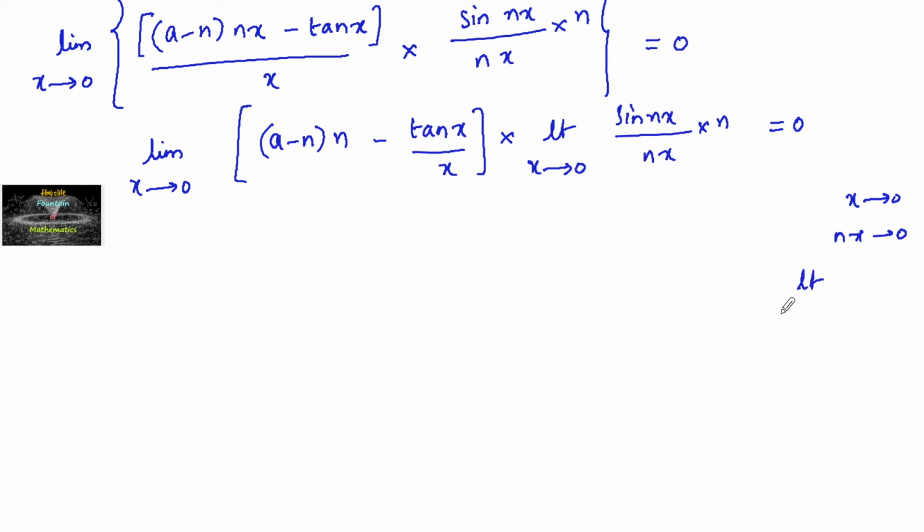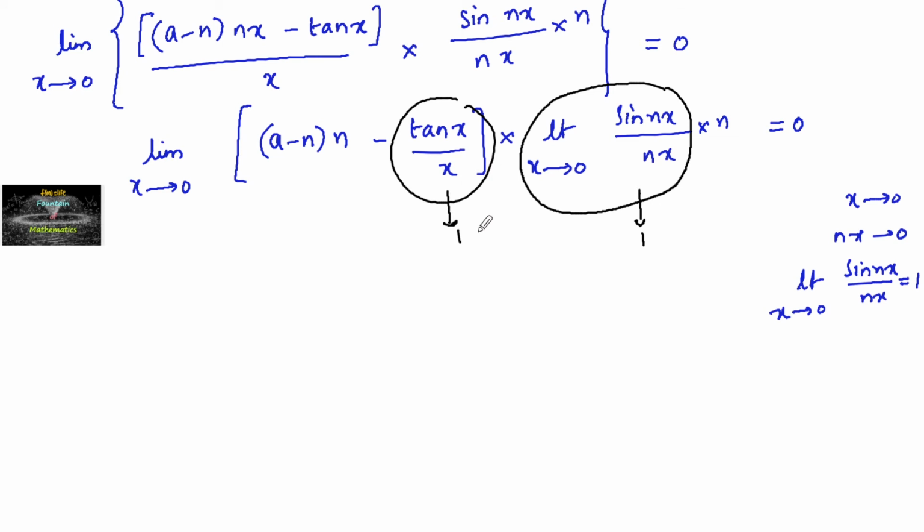So limit x tends to 0, sin nx divided by nx is equal to 1. So we can write this as, this is 1, and tan x, we know that limit x tends to 0, tan x by x is also equal to 1. So we can get the answer a minus n of n minus 1 into sin nx by nx, limit x tends to 0, this is 1 into n, which equals to 0.